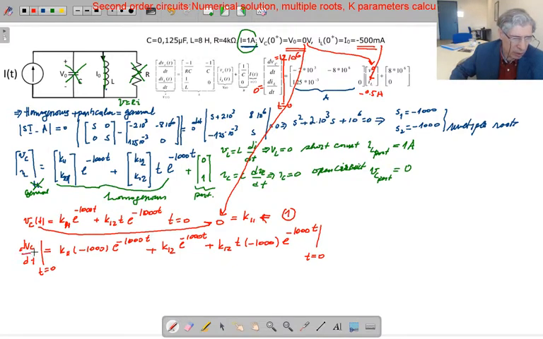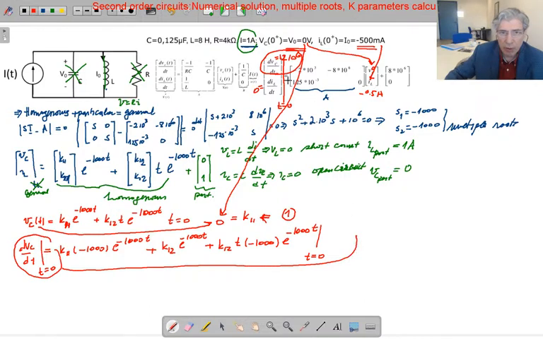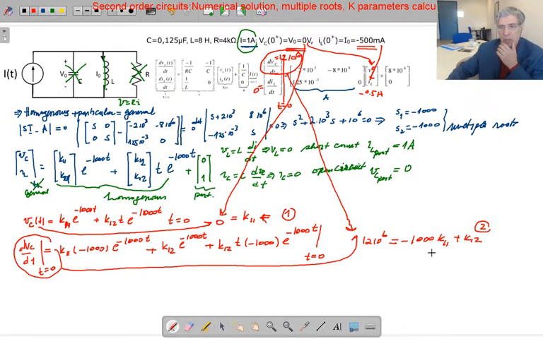So that is the capacitor voltage derivative's initial condition. We already calculated this. Here you are, and this one here is going to come here. 12 times 10 to the power 6 is equal to, at t equals 0, that is 1, so minus 1000 k11 plus k12. And when you replace it with t equals 0, this term becomes 0. So that's the second equation. So two unknowns, two equations. You can find k11 and k12.